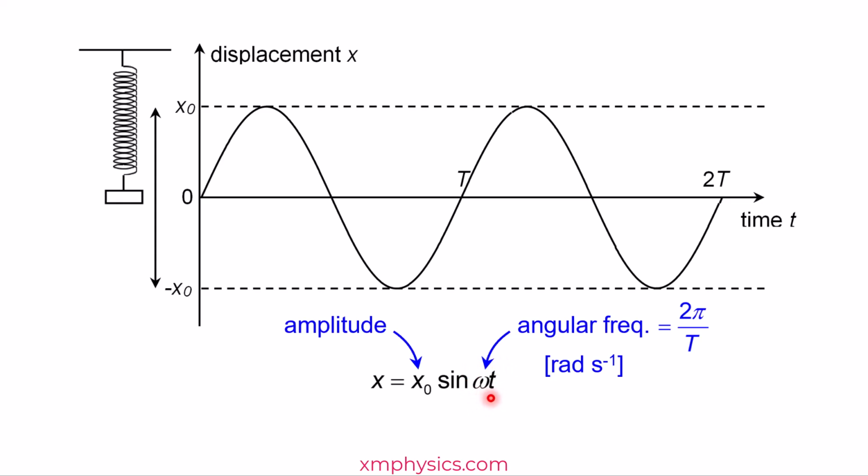What is omega t when t is equal to 1 period? So 2 pi over period times 1 period gives you 2 pi. 2 pi is 1 cycle, right? That's why you have 1 oscillation, 1 complete cycle in 1 period. Basically, x naught scales your graph vertically to give you the amplitude of the oscillation, whereas omega scales your graph horizontally so that 1 cycle fits 1 period.